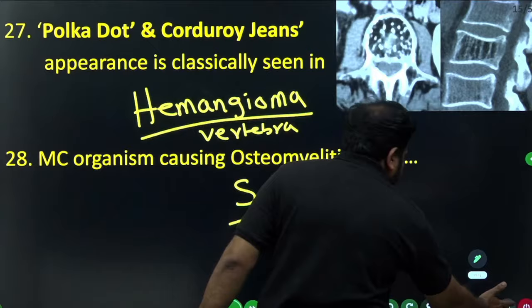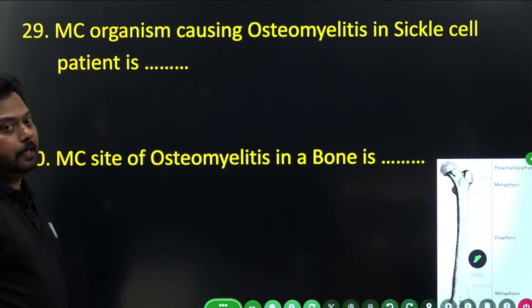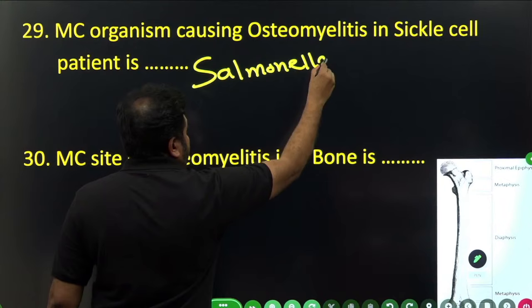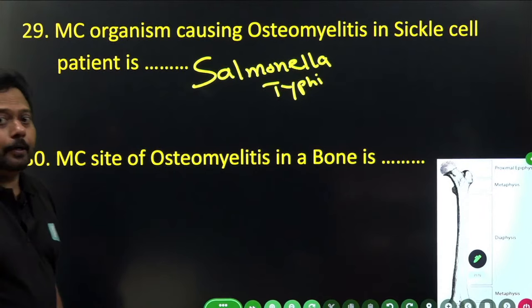Most common organism causing osteomyelitis in sickle cell anemia. The patient is already a sickle cell patient and is developing osteomyelitis. Especially, this is caused by Salmonella. Okay, typhoid. Salmonella typhi. That's the most common cause.